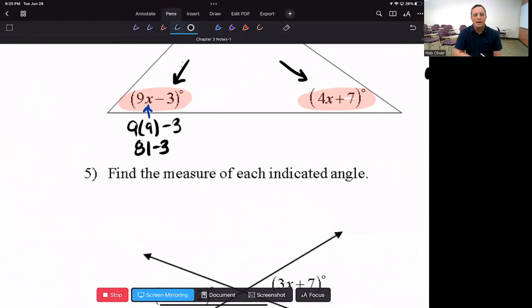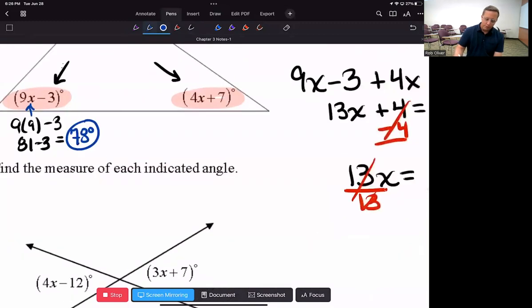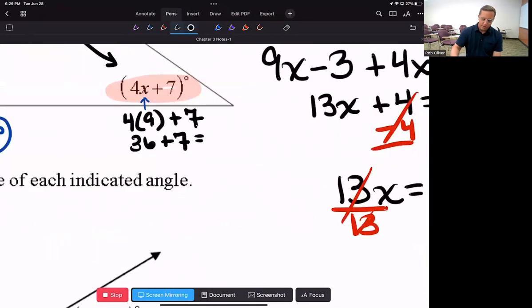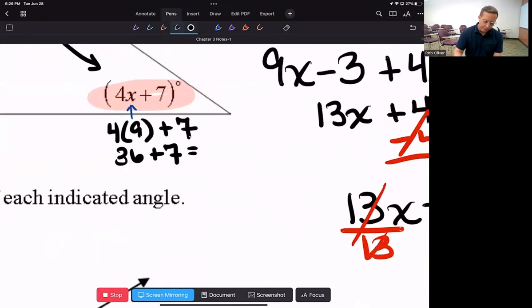Okay, so 9 times 9 is 81. 81 minus 3 is 78. So that angle right there is 78. And we'll do the same thing. We'll put a 9 in there. So we got 4 times 9 plus 7. 4 times 9 is 36. 36 plus 7 is going to be 42.